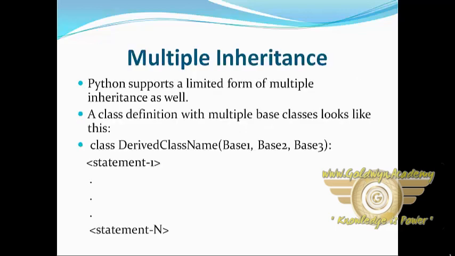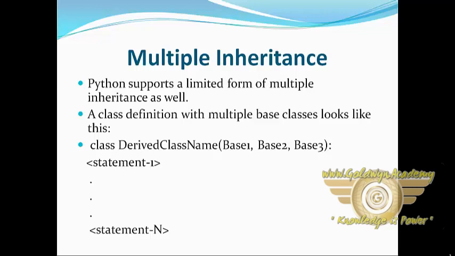Now we see multiple inheritance. Python supports a limited form of multiple inheritance as well. A class definition with multiple base classes looks like this: class DerivedClassName, and in the brackets BaseClassName1, BaseClassName2, BaseClassName3, and then statement 1 to statement n.